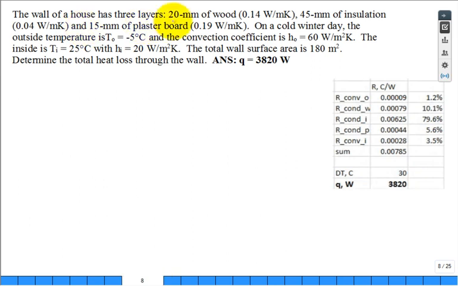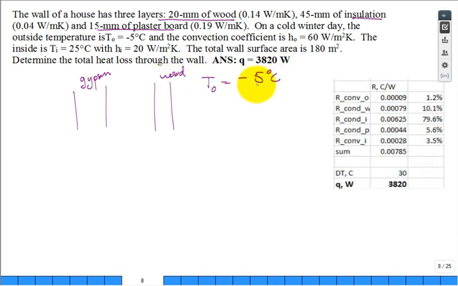All right. The wall of the house has 3 layers, so you have some wood, and then you have some insulation, and then you have some plasterboard, some like sheetrock or older material plasterboard. On a cold winter day, the outside, let's put the outside over here. It doesn't really matter which side I put it on. It's just that I should have the plasterboard or the gypsum on the inside of the house, and the cold on the outside where I have the wood siding. That's -5 degrees C.